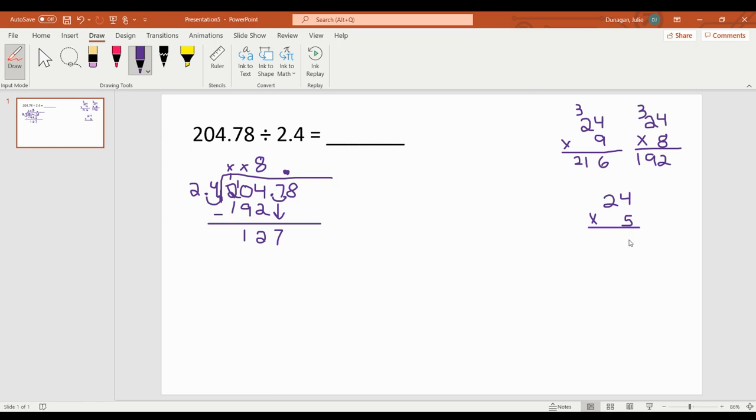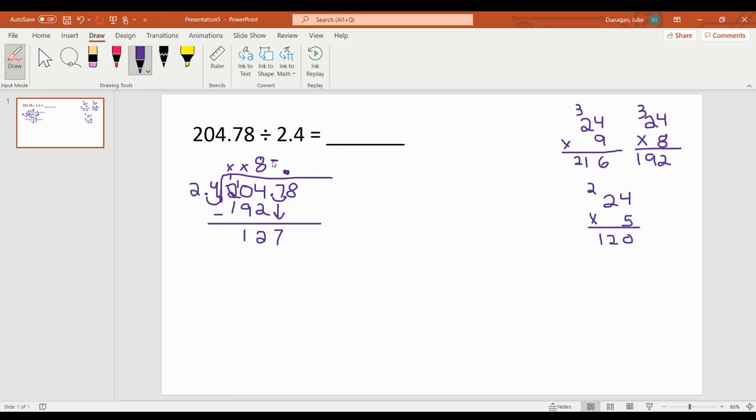5 times 4 is 20. We write down the 0, regroup the 2. 5 times 2 is 10, plus 2 is 12. Well, 120. 127. Well, I know if I add 24 to that, it's going to be way over 127. So we did well with our 5.